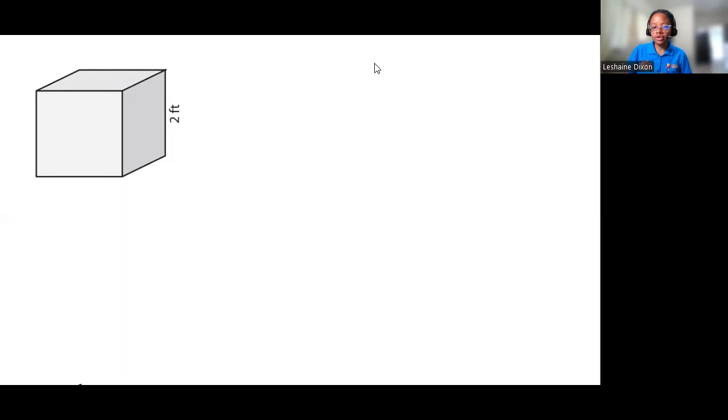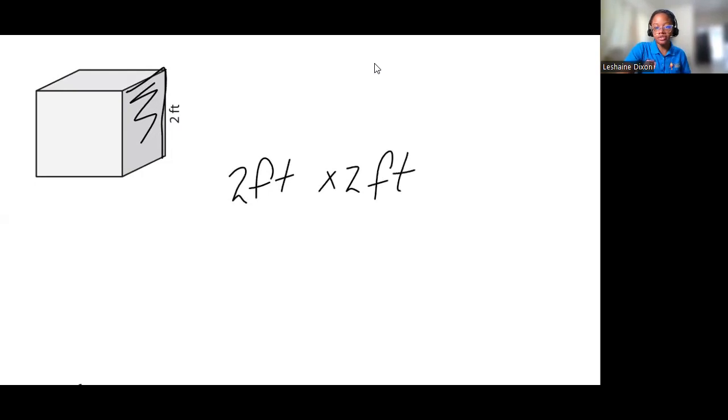Now, we just found out that each of these faces are squares. How do we find the area of a square? That is length multiplied by width. So I have 2 feet multiplied by 2 feet because we would have already established that all of those lengths are the same. So it is length multiplied by width. So that is 4 feet squared.